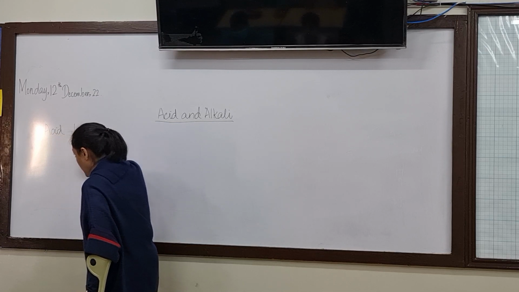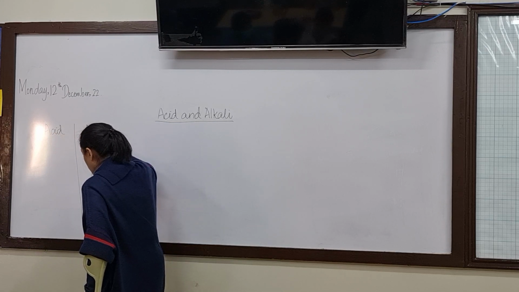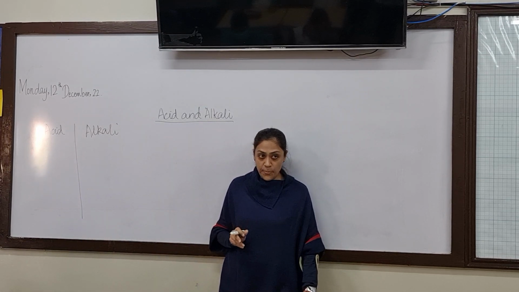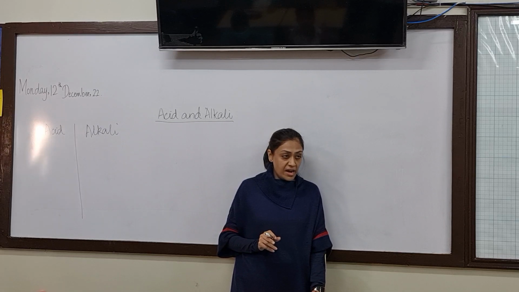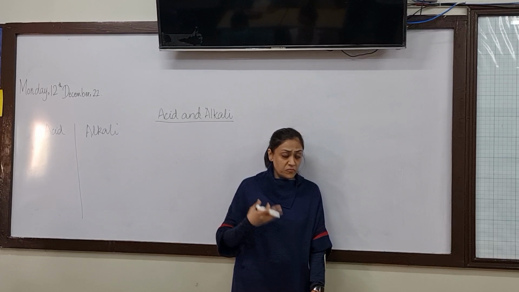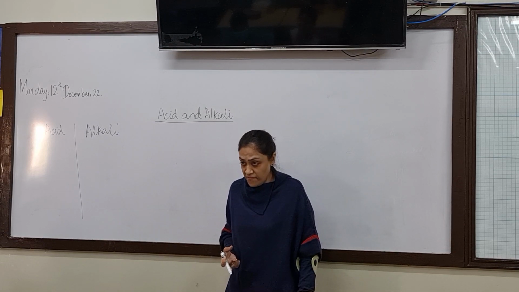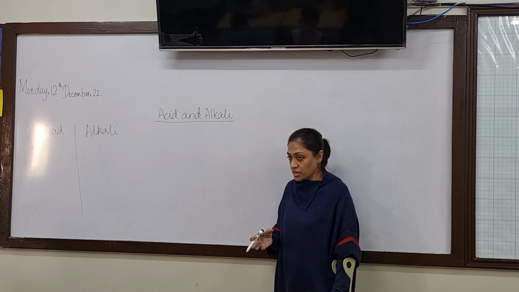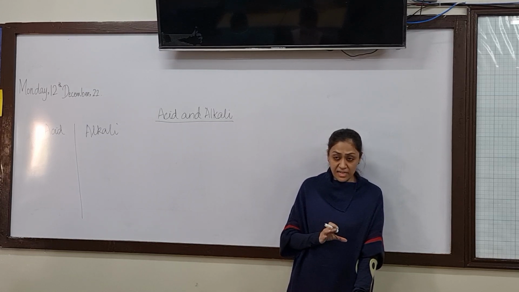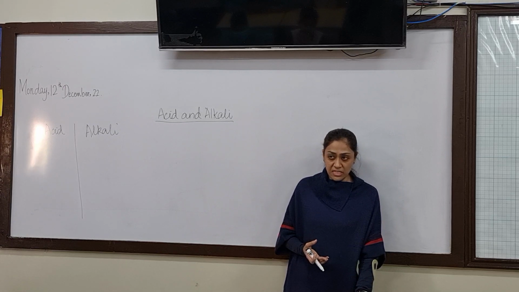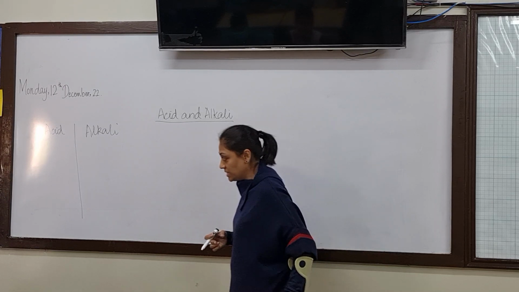Remember one thing: when we are talking about acid and alkali, they both show special properties that are actually shown by the chemicals or substances which we are provided and which we think are acid and alkali. These properties show only when we dissolve these chemicals in water. So what are these properties that make them acid and alkali?